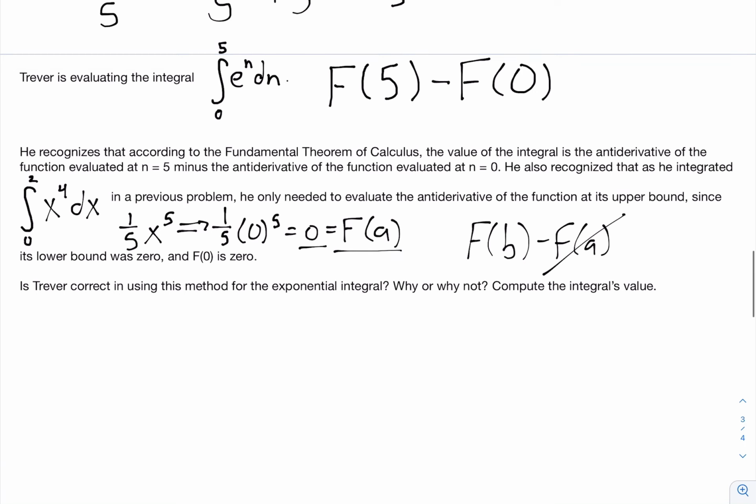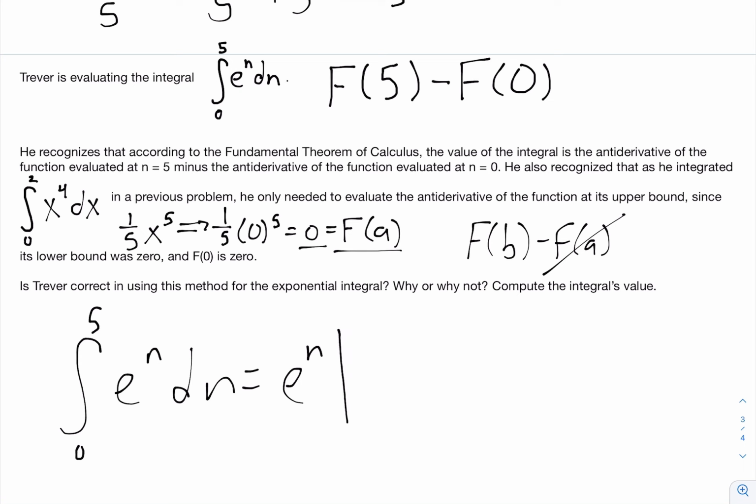So first, let's find an expression in terms of F of b minus F of a of what that would be. So we know the derivative of e to the x, but right now our variable is n, that's going to be the same thing, e to the n, and we proved that previously. So if we're going the other way, if we know that the derivative of e to the n is e to the n, and we integrate that, it's also going to be e to the n. Okay, so if Trevor has his integral from 0 to 5 of e to the n dn, this is going to be the same thing as e to the n, the antiderivative of the function itself, evaluated from 0 to 5.